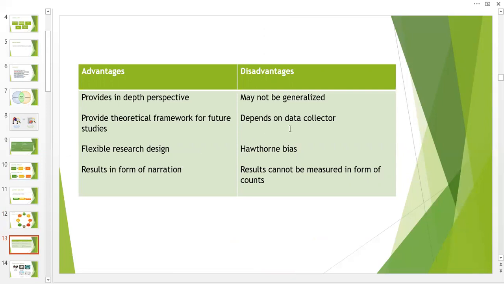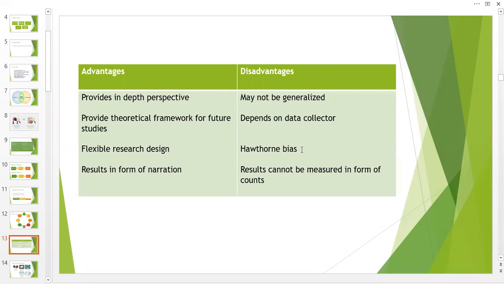The disadvantages of qualitative research are that it has issues of generalizability because of small sample size, and the quality of qualitative research depends on the data collector. Like an expert data collector will collect all the in-depth aspects of a particular topic, whereas someone who is not as good in data collecting may not gather all the evidence.